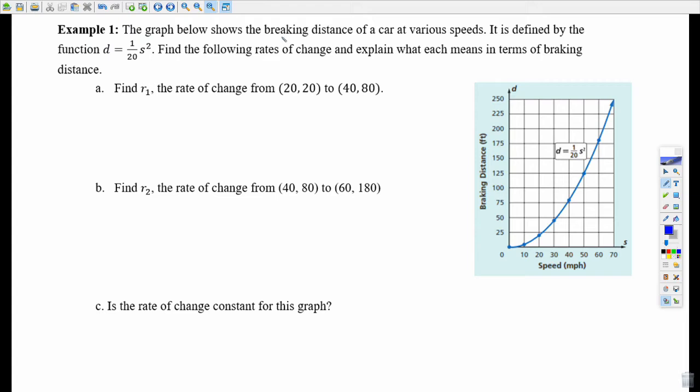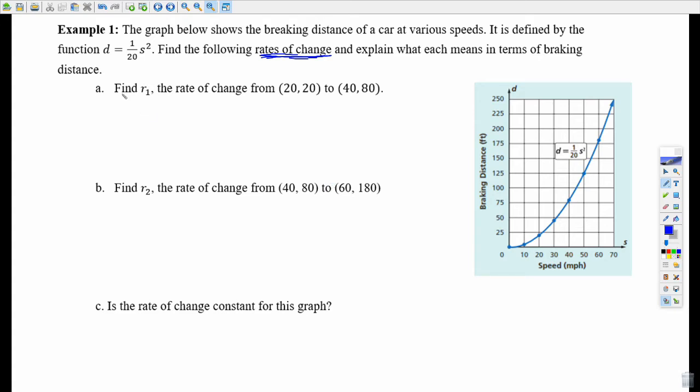The graph below shows the braking distance of a car at various speeds. It is defined by the function d equals 1 over 20 s squared. Find the following rates of change. We should know what that means. Rates of change is finding slope. And explain what each means in terms of braking distance.